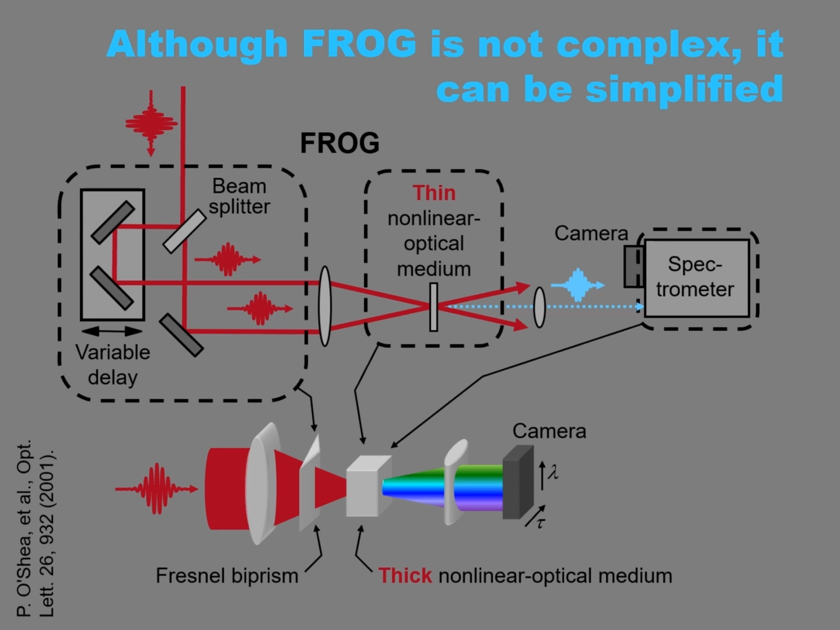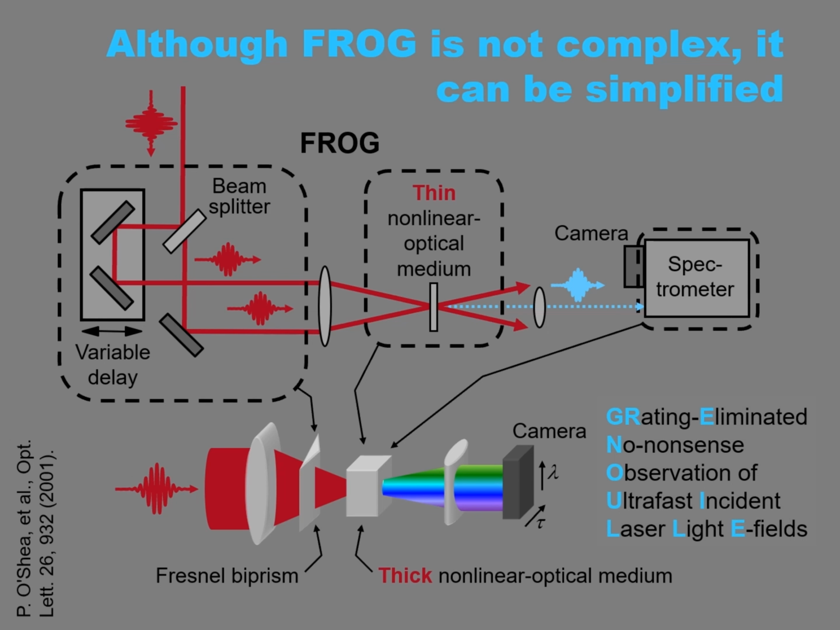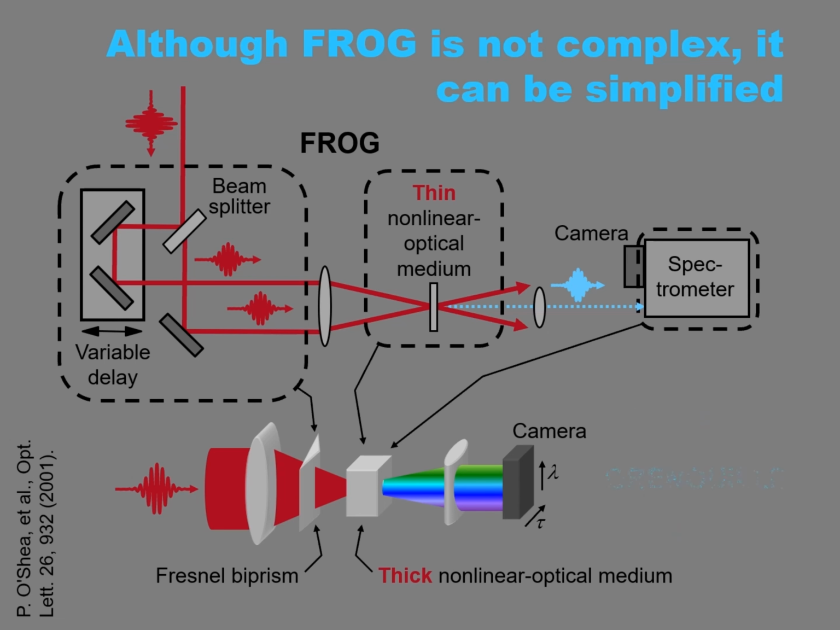We can replace the beam splitter, beam steering optics, and variable delay stage with a single optic called a Fresnel biprism. And we can replace the thin nonlinear optical crystal and the spectrometer with a single thick nonlinear optical crystal. We call this simplified version of FROG grating eliminated no-nonsense observation of ultrafast incident laser light E-fields. GRENOUILLE, the French word for frog.